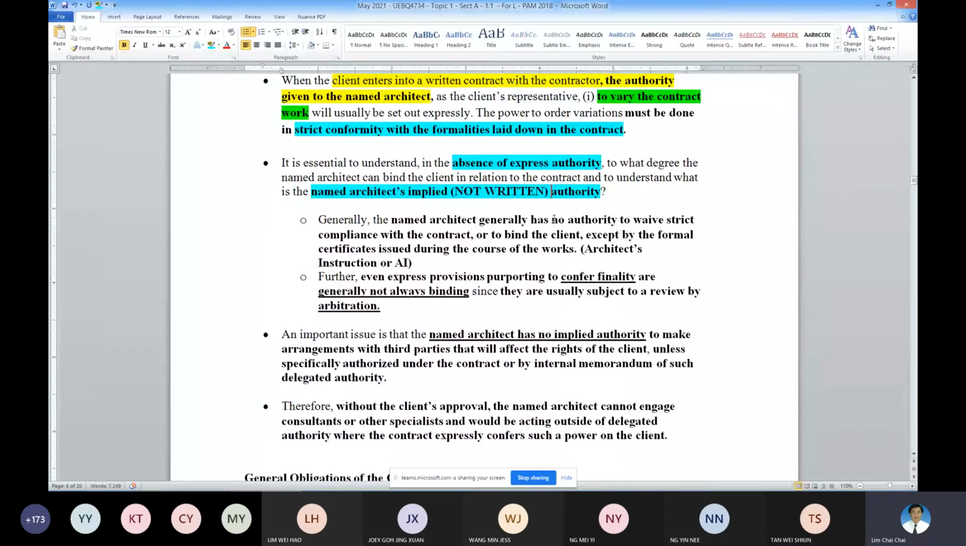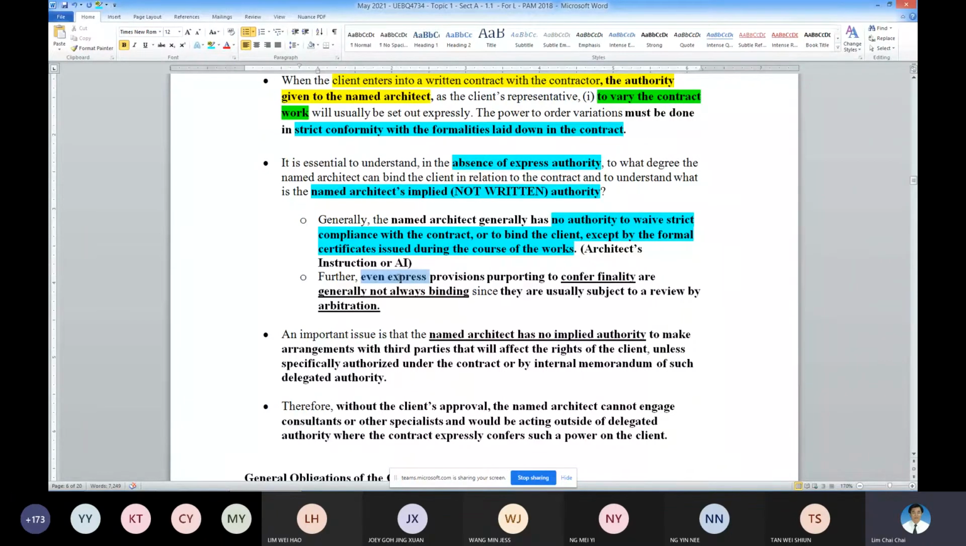So generally, the non-written part, no authority to waive. So this is something that the architect cannot simply exceed the power, to waive strict compliance with the contract, unless the employer gives the authority to the architect.